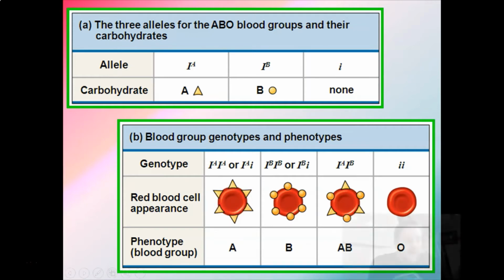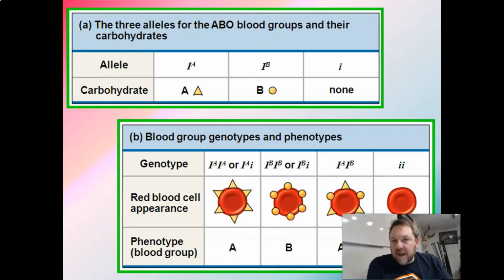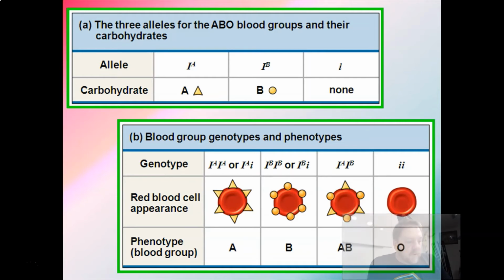So right there, that rhesus factor, the positive negative thing, that's just a different carb that's on your blood cells. If you're positive, you have it. If you're negative, you don't have it. Okay, so anyway, this is A, but take a look over here.